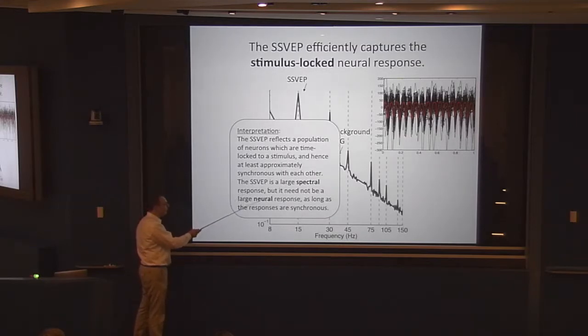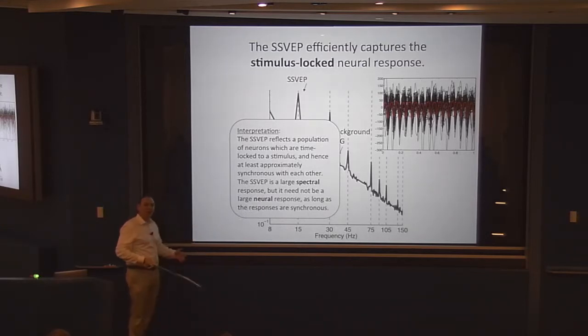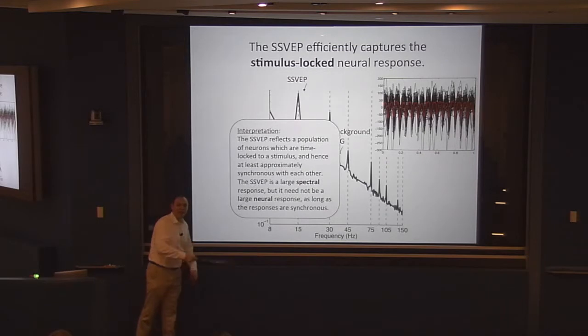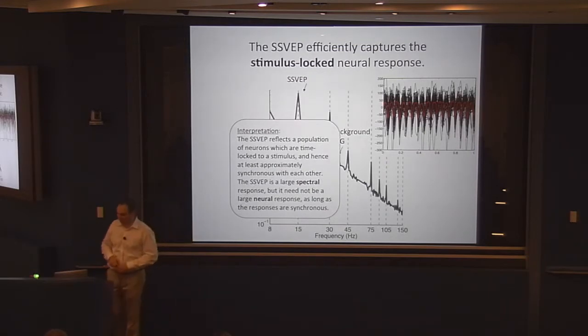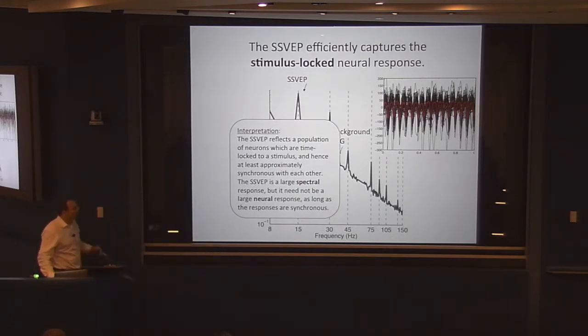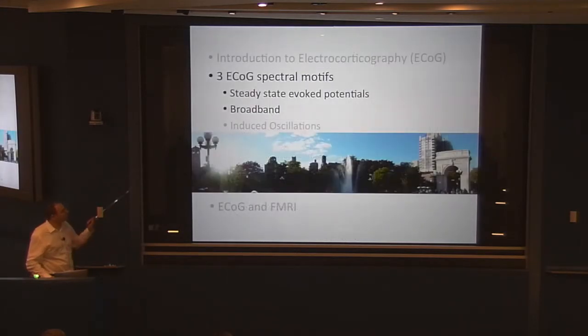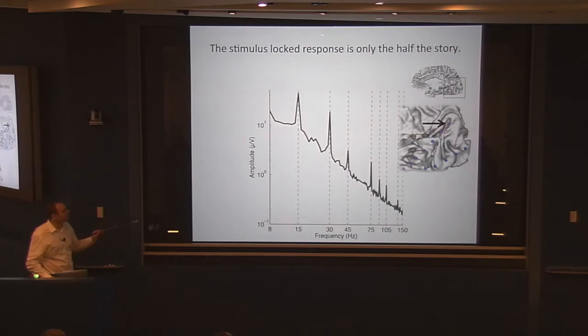It doesn't have to be a very large neural response as long as the responses are synchronous. And that's because a modest-sized neural population that's all doing the same thing will contribute to a large signal over the background if everything else is asynchronous. Okay, so this is one type of spectral analysis that we do that's not confined to one specific band. I want to show you another analysis that actually comes from the same experiment and from the same data set.